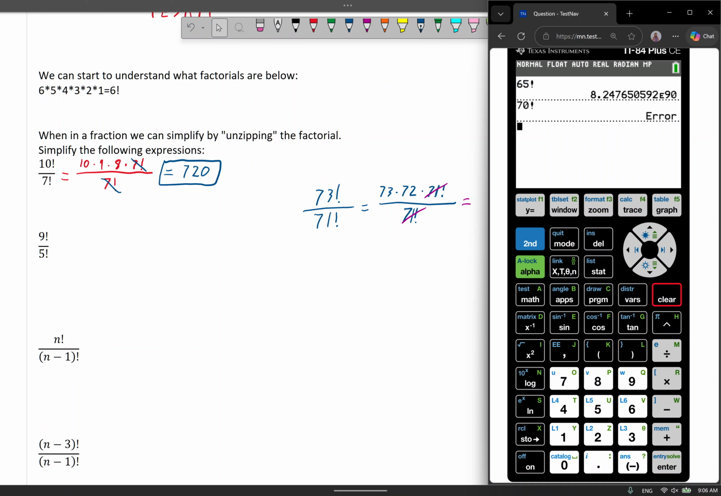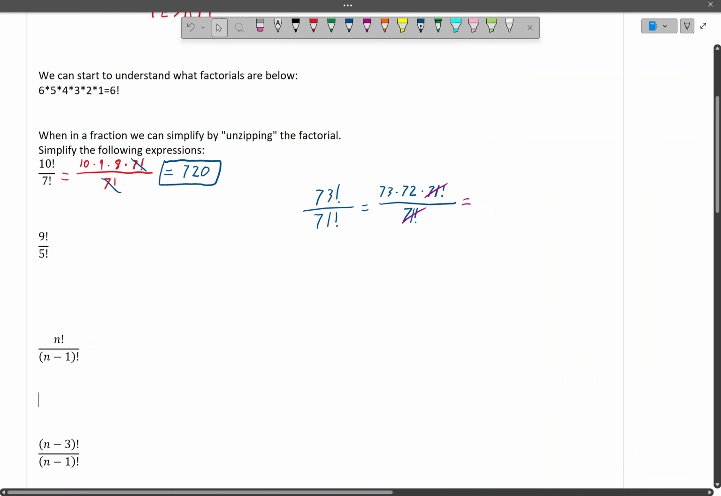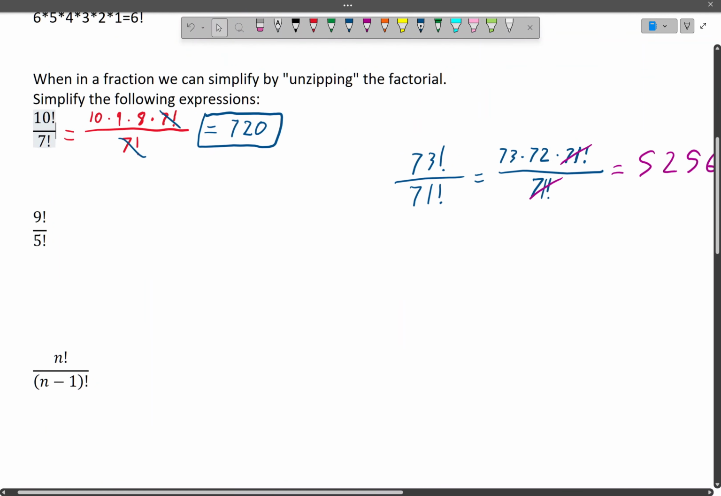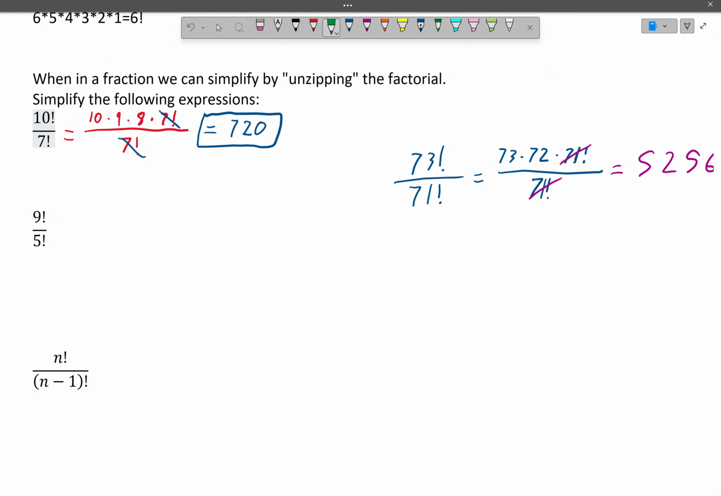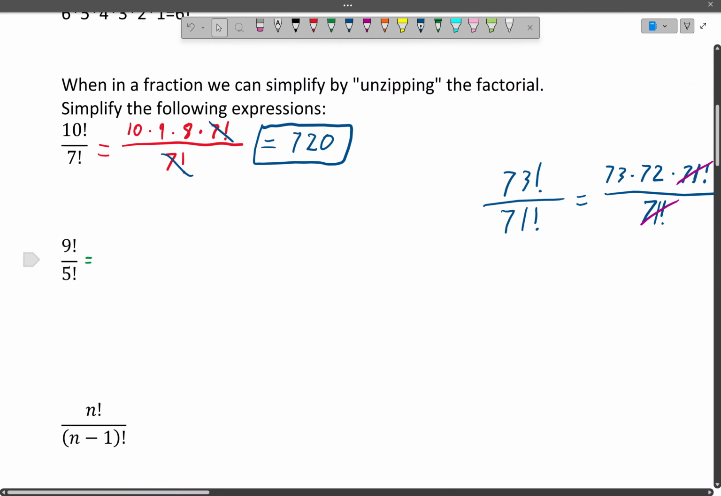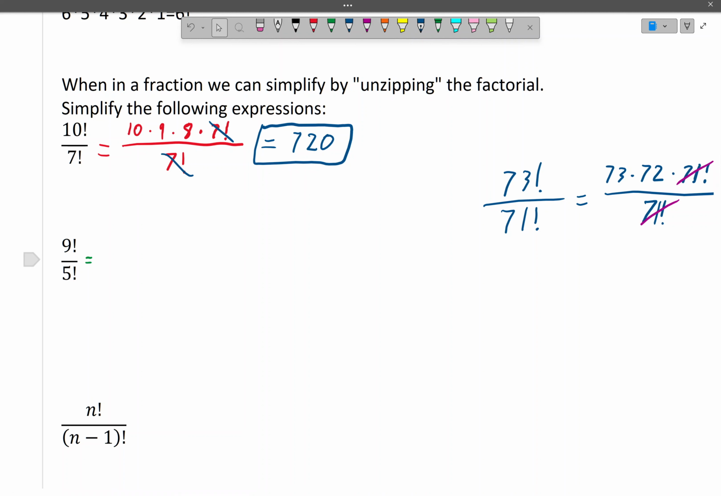We are smarter than our calculator because we can simplify it, and we can get an answer of 5,256. The point is that some numbers are too large, and we can do it because we can unzip. This is important to be able to do. We're going to keep going now and keep unzipping. Not only is it important for numbers, but it will be important for algebra in a moment. So go ahead and try this example. Pause the video now and see if you can solve it.